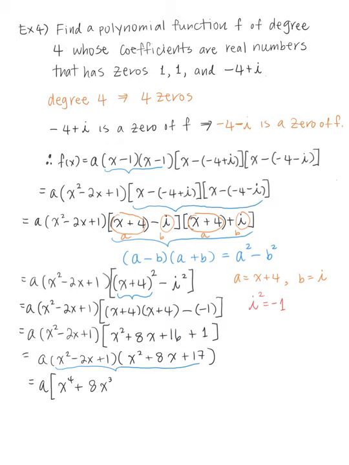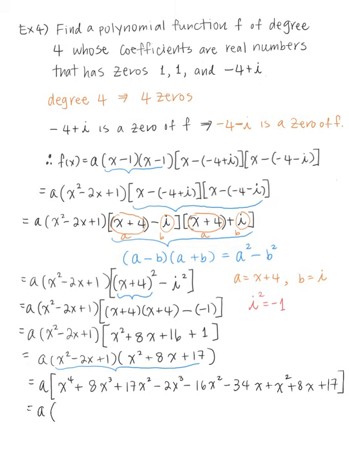So here, what do we get? x to the 4th and then plus 8x cubed and then plus 17x squared. Now I'm going to multiply -2x to each term, so you're going to have -2x cubed and then minus 16x squared and minus 34x, and then distributing the 1, you're going to have plus x squared plus 8x and then plus 17. All right, now all we have to do is combine the like terms.